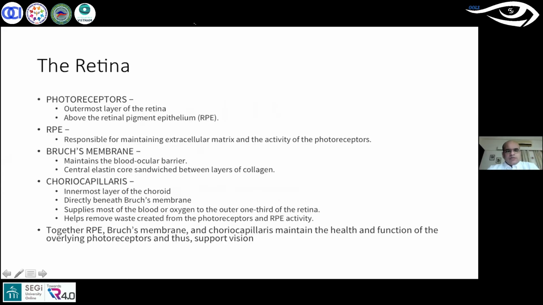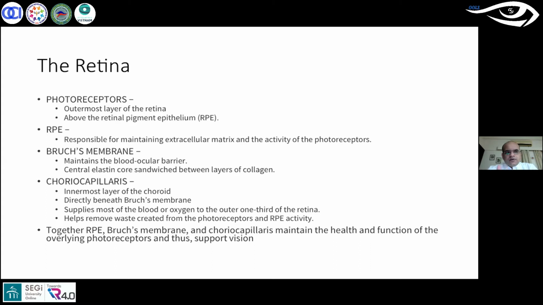So I'm going to start off very quickly with the basic anatomy of the retina as it applies to our talk on age-related macular degeneration. The retina is made up of 10 layers, and to grossly group them, we have the important layers, which are the photoreceptor layers, which form the outermost layer of the retina and lie above the retinal pigment epithelium. The retinal pigment epithelium is responsible for maintaining the extracellular matrix and the activity of the photoreceptors. And then we have the Bruch's membrane, which maintains the blood-ocular barrier and is composed of a central elastin core, which is sandwiched between layers of collagen.